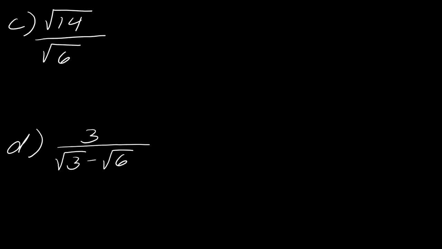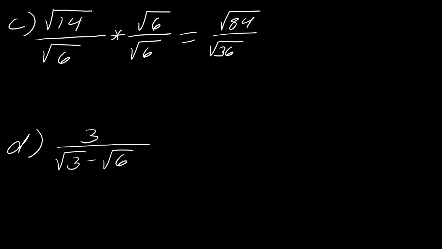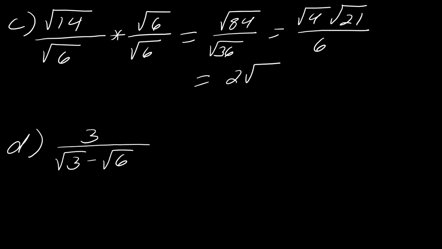Okay, so one more like this. So once again, I've got the square root of 6 in the denominator. So I'm going to multiply the top and bottom by the square root of 6. So 14 times 6 is 84. And the square root of 6 times the square root of 6 is the square root of 36. So the square root of 84 can be rewritten as the square root of 4 times the square root of 21. And of course, the square root of 36 is 6. So this whole thing becomes 2 times the square root of 21 over 6, which will simplify to the square root of 21 over 3.